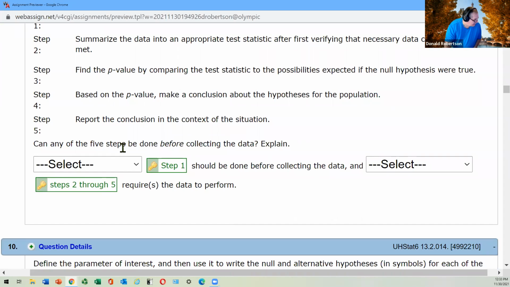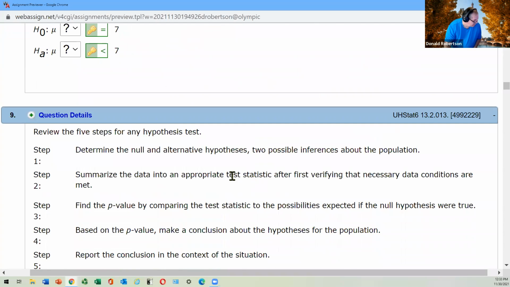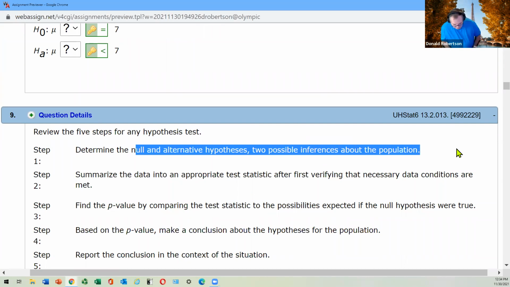Can any of the 5 steps be done before collecting the data? Step 1 should be done. Shouldn't you have already set up what your null and alternate is, and also your significance level before you start collecting data? That's what they're getting at there.